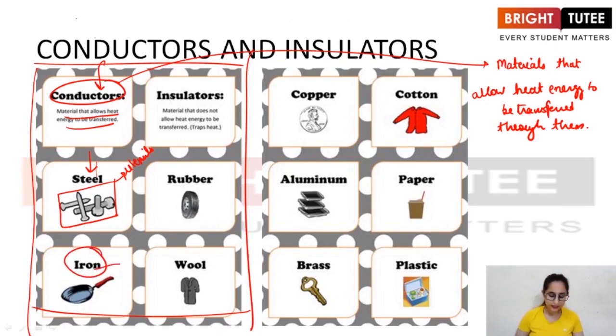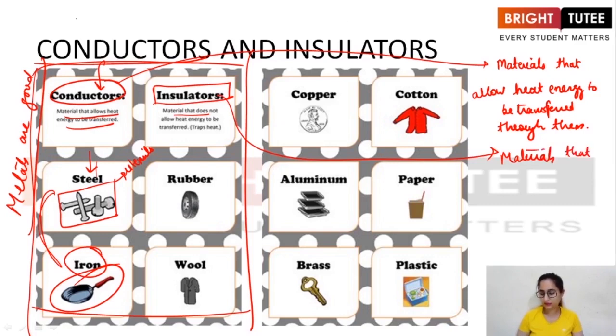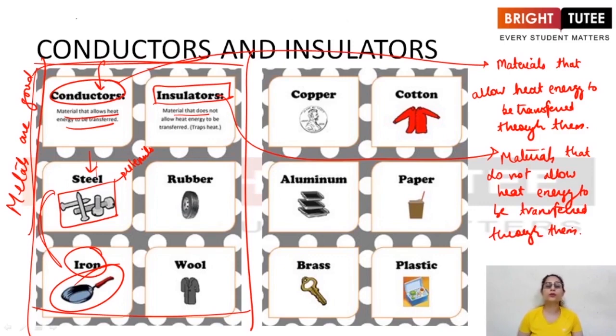And then iron. Iron is a very good conductor of heat again. These two are very good conductors. Generally, metals are good conductors of heat. Now coming to insulators. Insulators are the materials that do not allow heat energy to be transferred through them. Basically, these objects do not allow heat to be transferred through them.